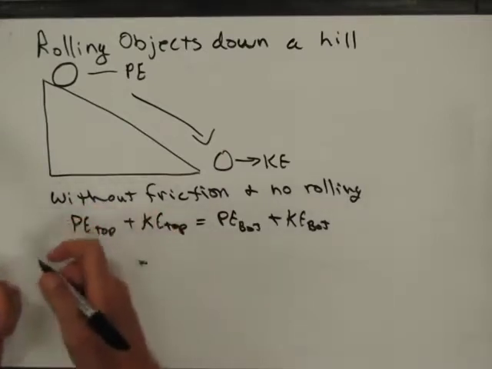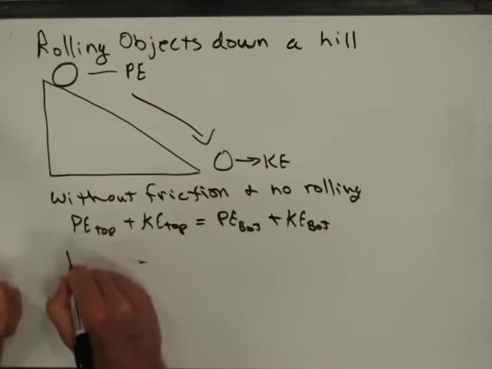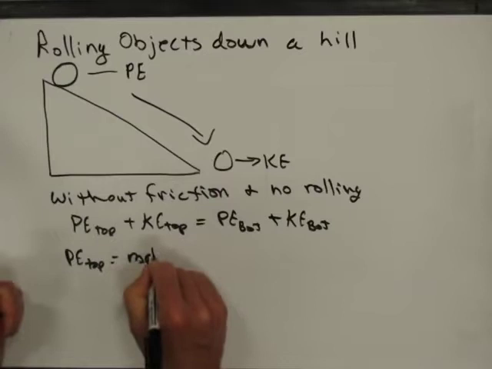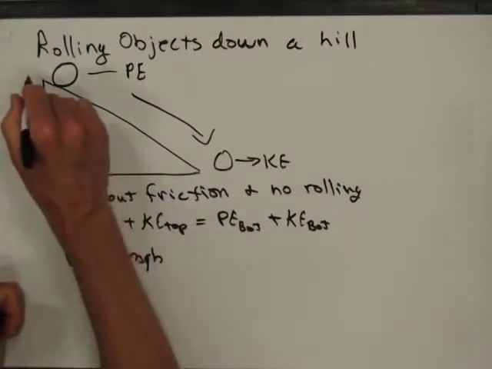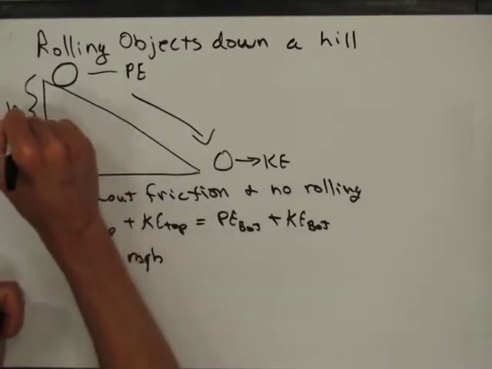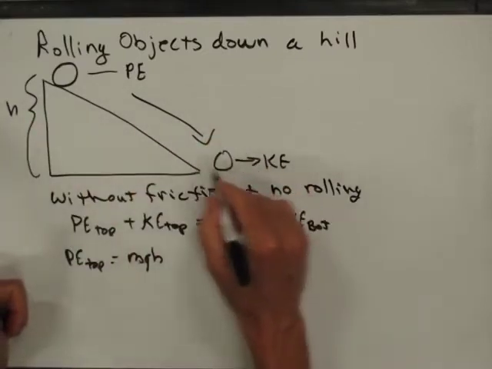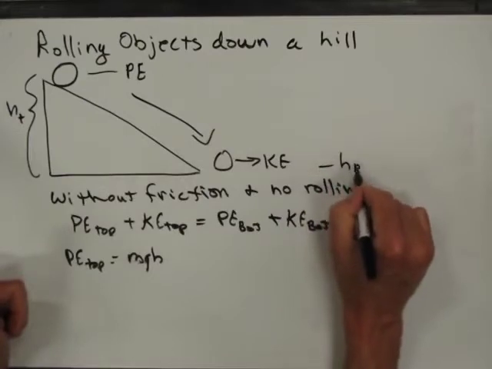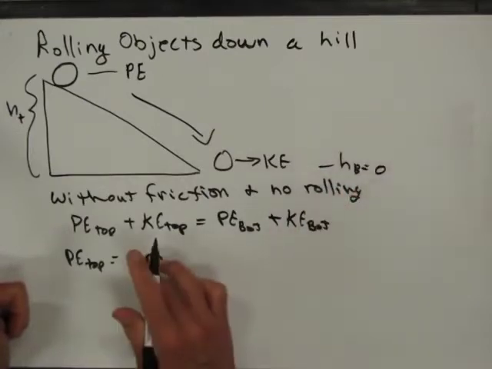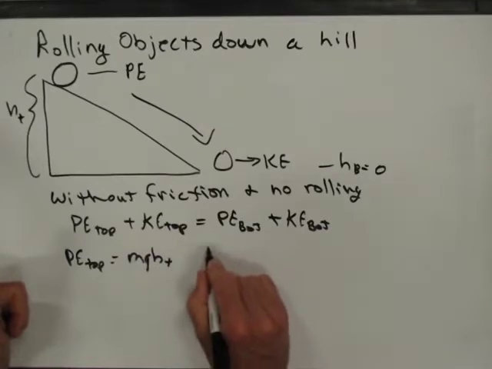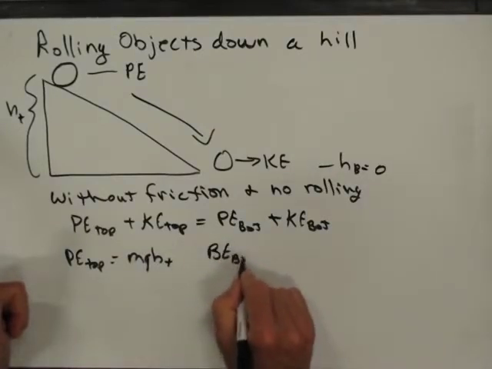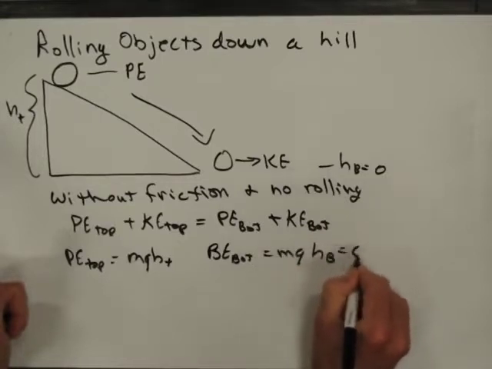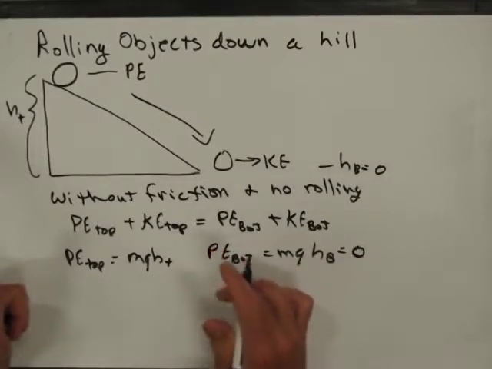Well, let's just say it this way. So the potential energy at the top is mgh, if you remember that, right? Where this is how high it is at the top, right? And then we'll call it h top, say, and then h bottom equals 0, and so PE at the bottom is mg h bottom, which is just 0. Sorry, it should be PE, right?